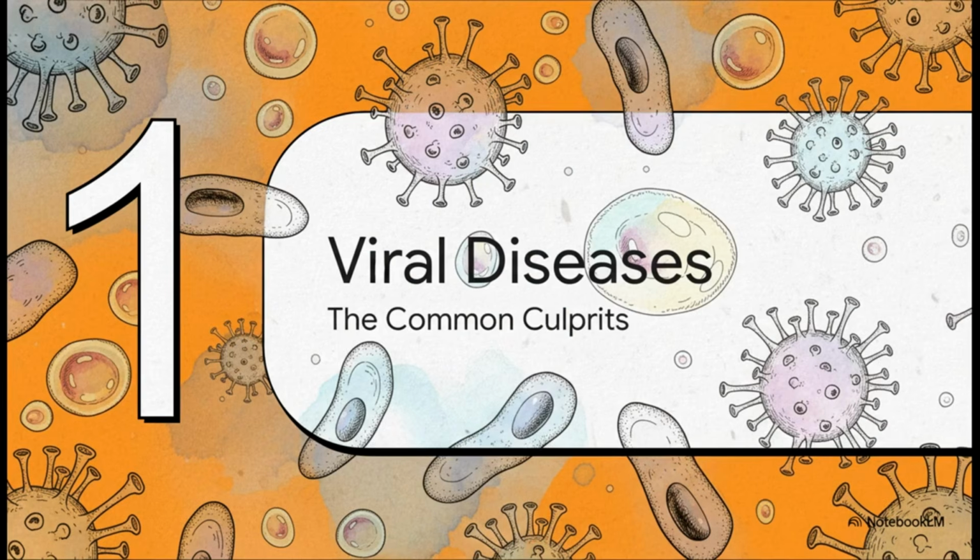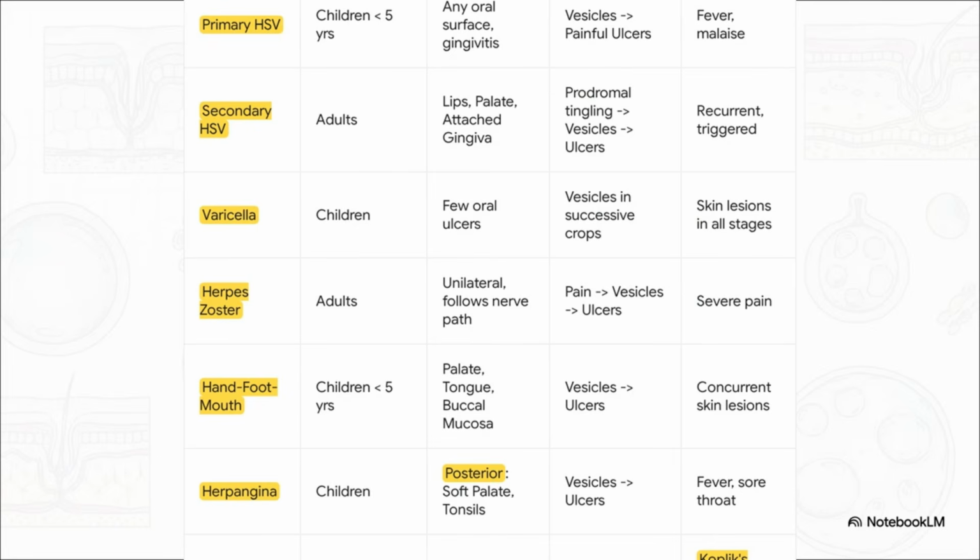Okay, first up, the viral diseases. Now, these are, by far, the most common blistering conditions you're going to see, especially in your younger patients. They're contagious, they come on fast, and the good news is they often have really distinct clinical clues that help you figure them out. All right, let's unpack this table. Think of this as your cheat sheet for the usual viral suspects.